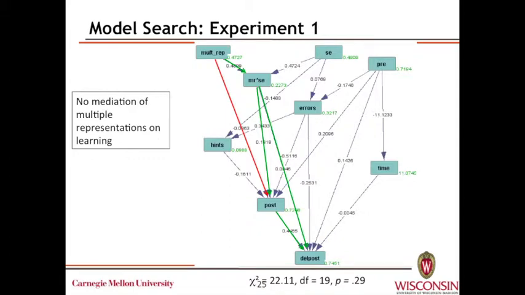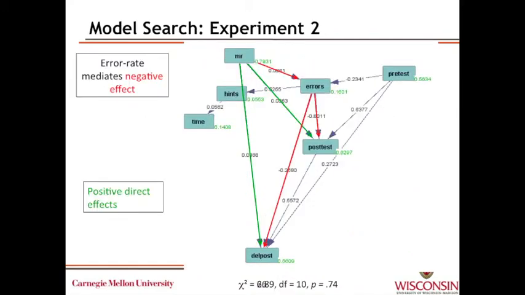There was pretty much no direct effect of these multiple representations on either errors or hints or time, and there was a quite substantial effect from these multiple representations directly to the post-test and directly to the delayed post-test. So this is a negative result. Either we don't have mediation or we left out some confounding.